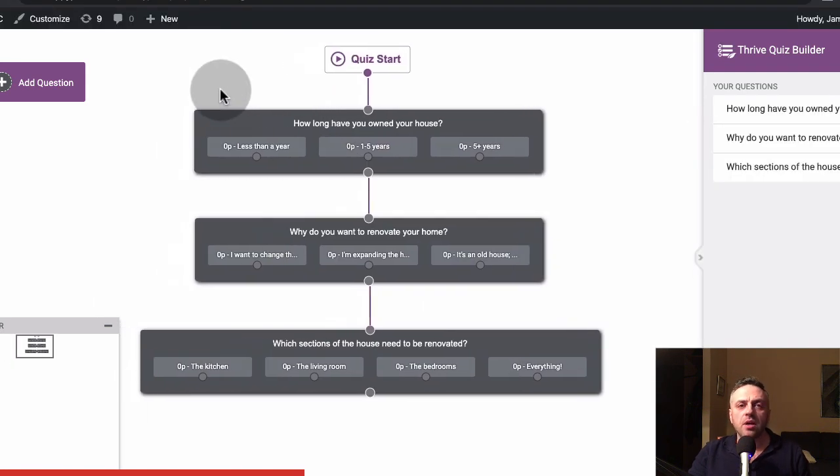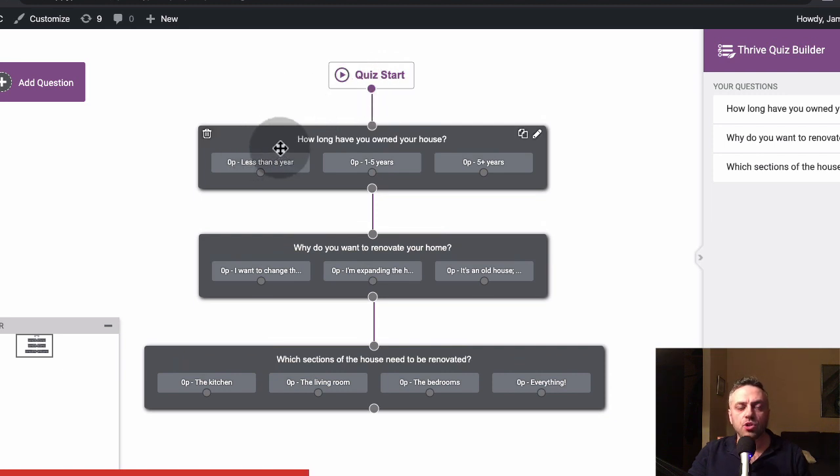And I'm sure this is the case with a lot of these other visual quiz builders or landing page builders and whatnot. And so we have the first question, and this is for a home makeover, right? They're essentially entering for a chance to win a $150,000 grand prize to remodel their house. Okay, so we have the first question, which is, how long have you owned your house? And it's less than a year, 1 to 5 years, 5+ years. Why do you want to renovate your home?